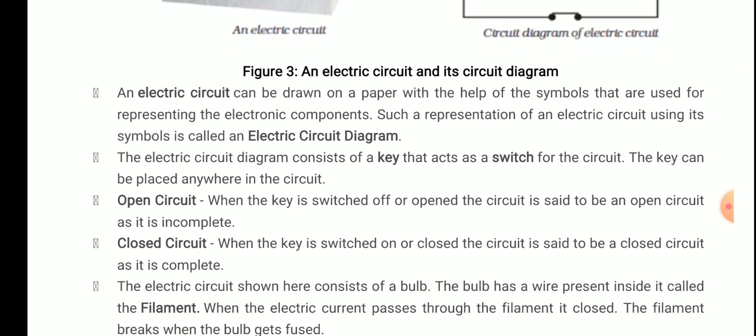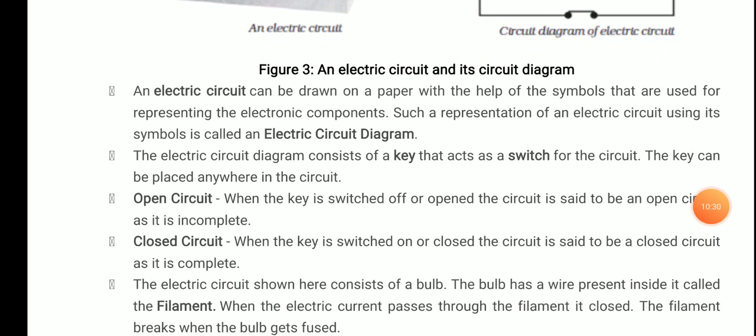The electric circuit shown here consists of a bulb. The bulb has a wire present inside it called the filament. Okay, the wire of the bulb is called the filament. And when this filament breaks, then we say that the bulb is fused. So this wire is very important for the bulb. So read this point, students, about the circuit diagram, and then we will be moving forward.